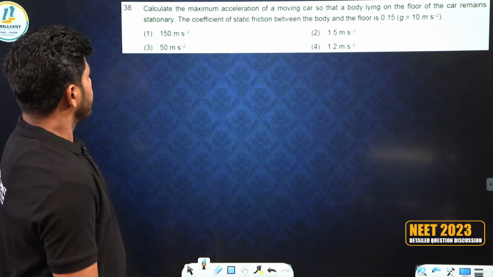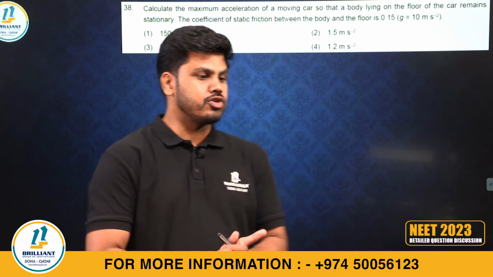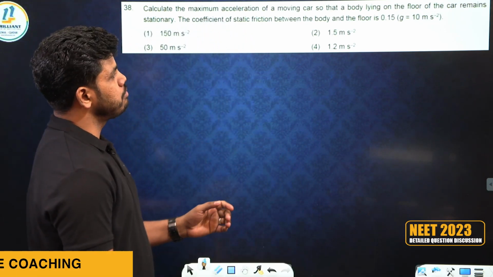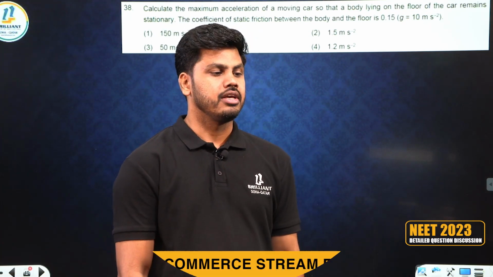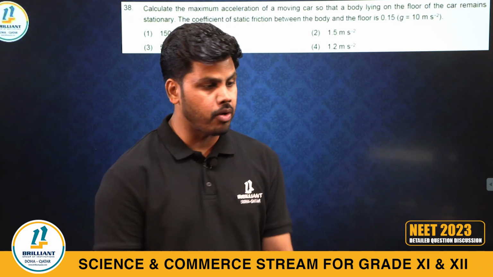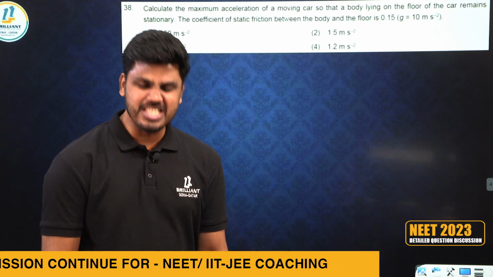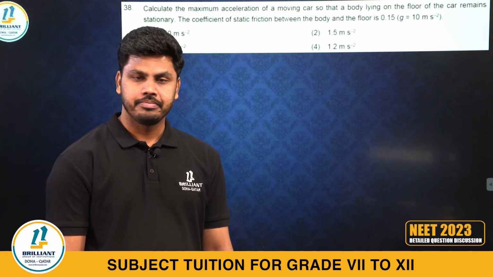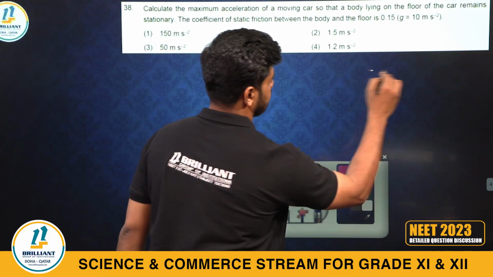Now, question number 38. Calculate the maximum acceleration of a moving car so that the body lying on the floor of a car remains stationary. The coefficient of static friction between the body and the floor is given as 0.15, and g is to be taken as 10 meter per second square. The question is from the mechanics part again.